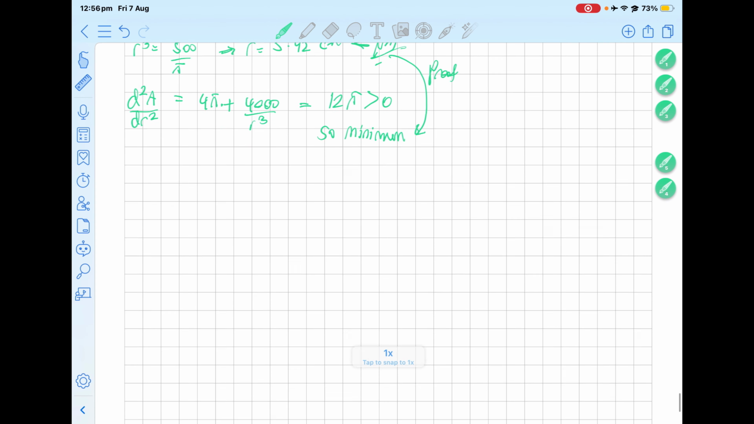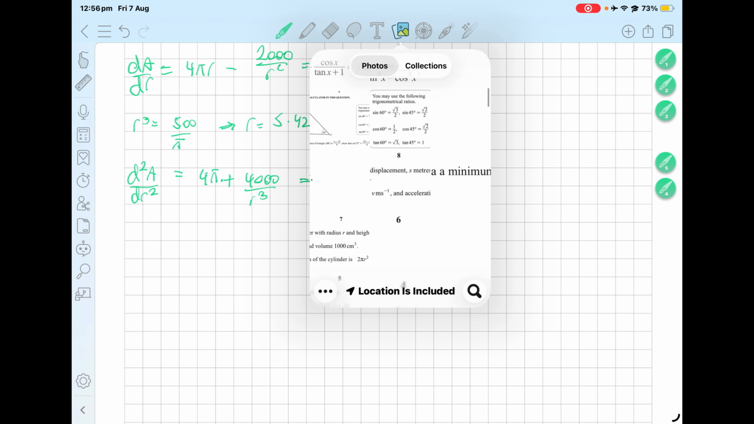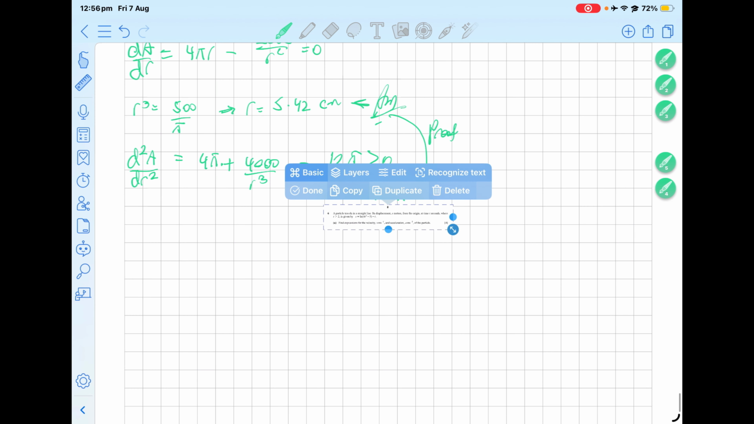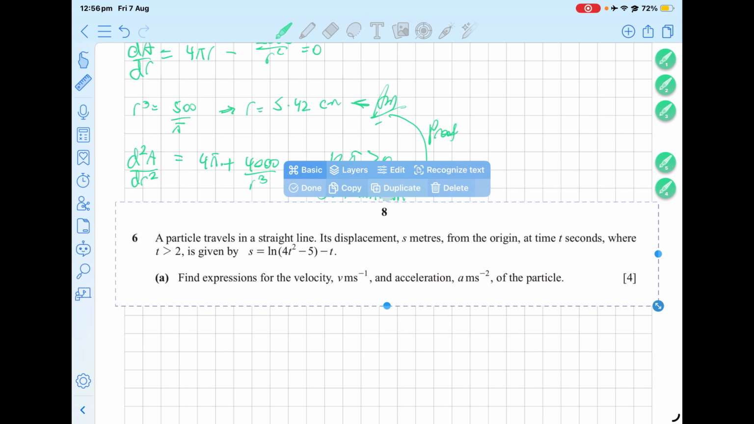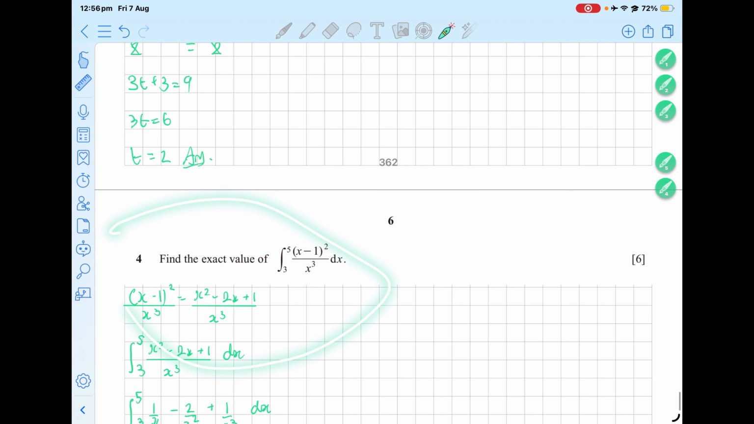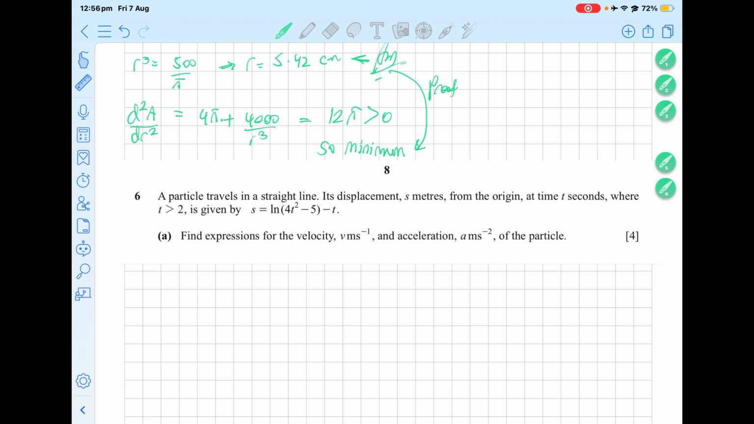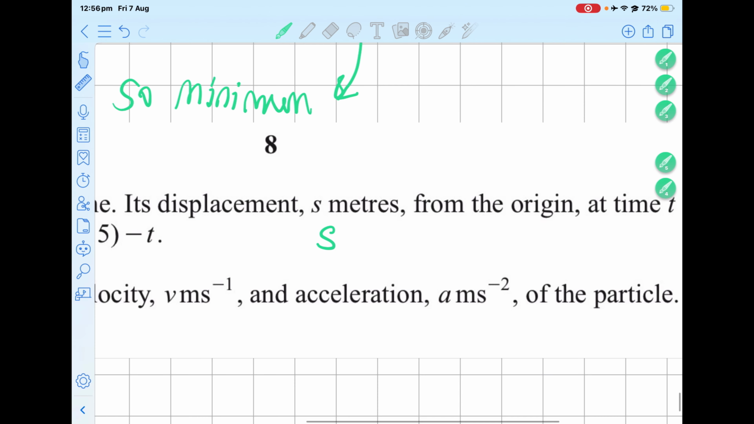Okay, then I think we have question number 6. What I observed in these papers is that in question 4, for example, they asked integration, and now they've given us s, so s to v. I'm seeing kinematics very often now in 2023: s to v to a.